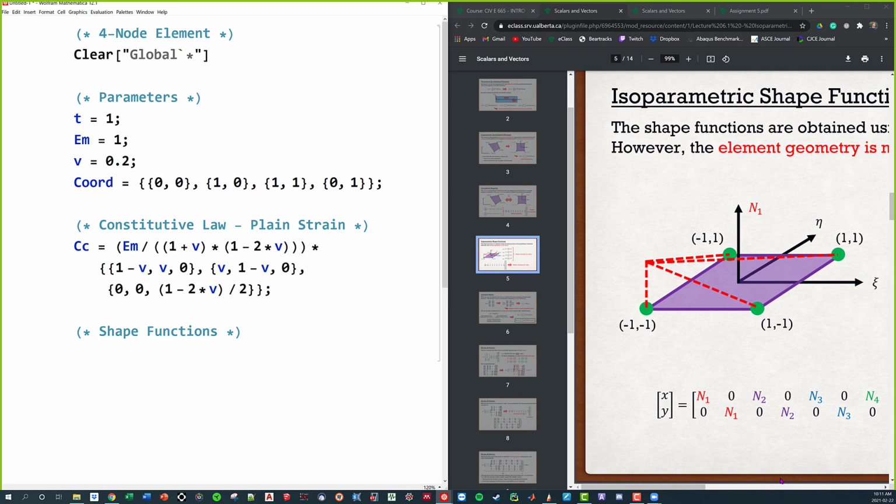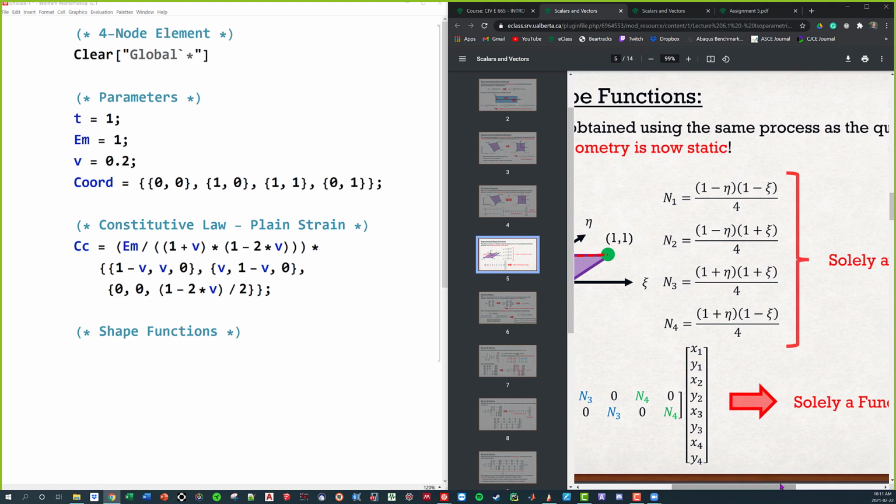So since we have 4 nodes, we have 4 shape functions right here. So we know that N1, just looking at the side here, is simply going to be 1 minus eta, so 1 minus eta, then we multiply that by 1 minus z, and then we divide it by 4. In case you guys are wondering where this formula comes from, well, it's simply this formula right here.